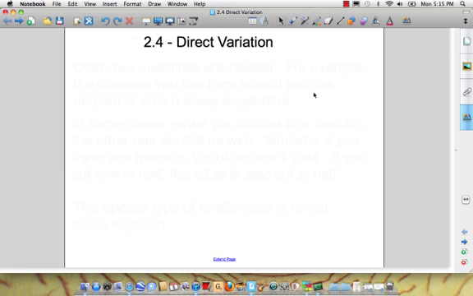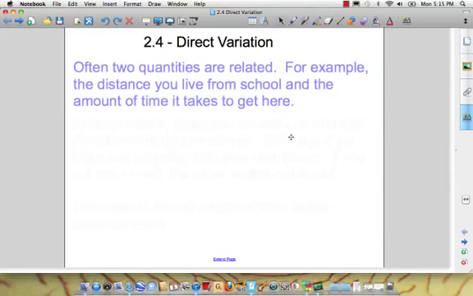This lesson introduces a topic called direct variation. Often in mathematics, there's two quantities that are related. One example would be the distance you live from school and the amount of time it takes you to get here. So presumably, the farther away you live, the longer it's going to take you. And there's a relationship between those two quantities, the distance and the time required.